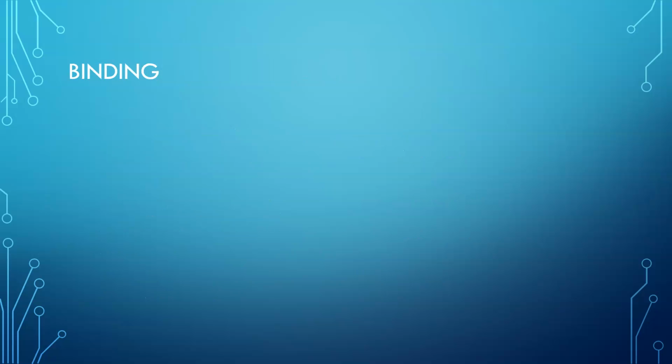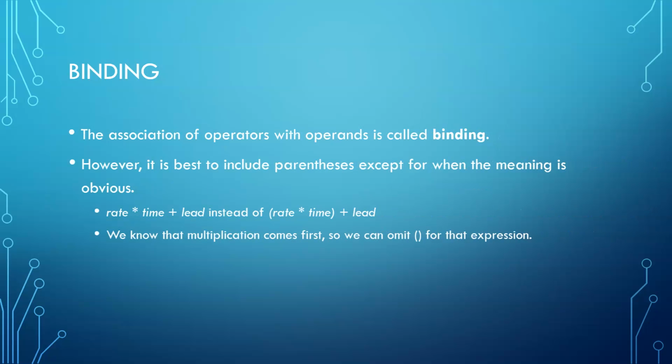So let's look at that binding part here. The association of operators with operands is what is known as binding. However, it's best to include parentheses except for when the meaning is obvious. Rate times time plus lead, instead of rate times time in parentheses plus lead. We know that multiplication comes first, so we can omit parentheses for that expression.